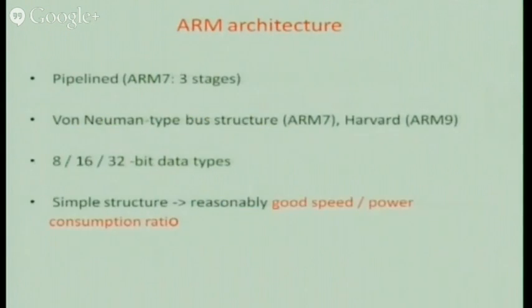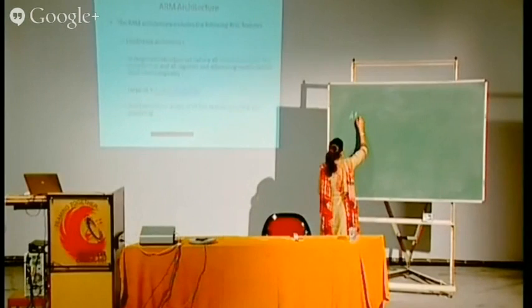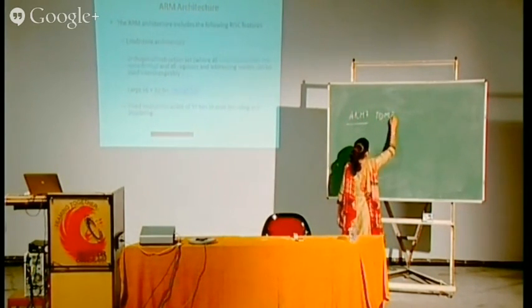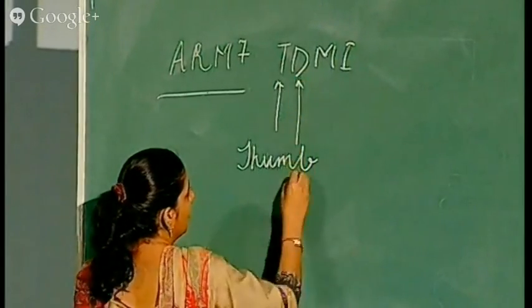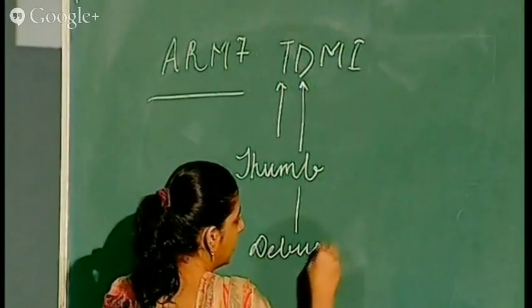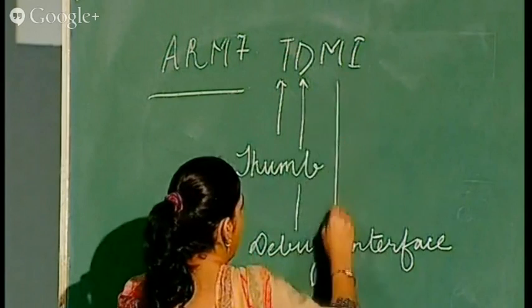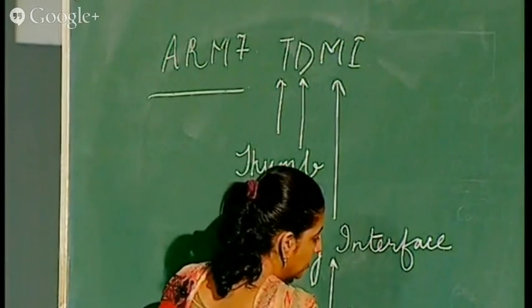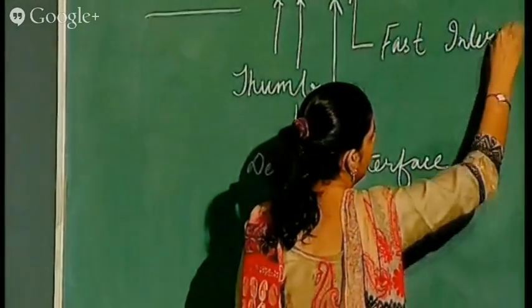So, ARM7 is actually known as the TDMI architecture. T here stands for thumb instruction set. D stands for debug interface. M stands for multiplier. And I stands for fast interrupts, right?